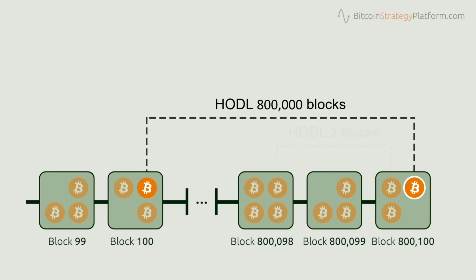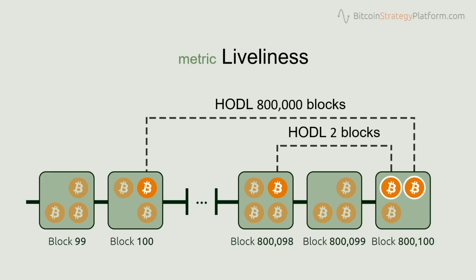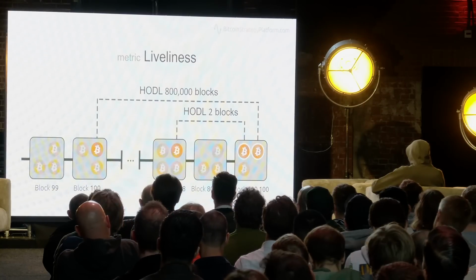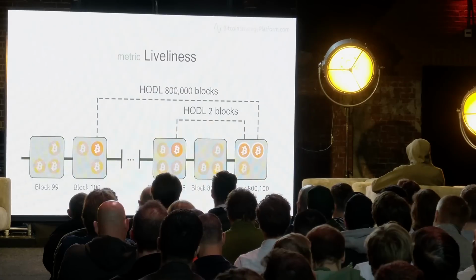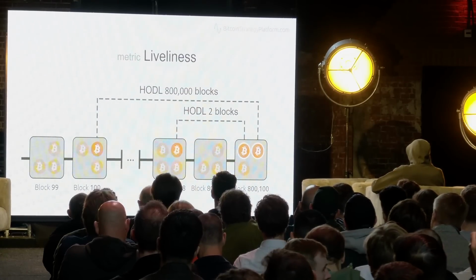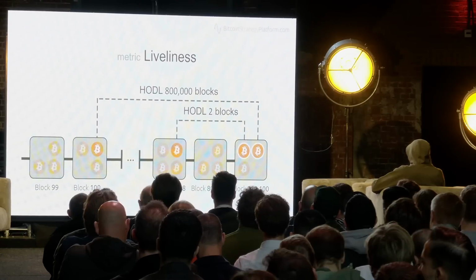Now, this is also true if I only hodl a coin for 2 blocks. The cumulative sum of these blocks that are hodled and that show this sign of life is an on-chain metric called liveliness. A high value of liveliness means that a lot of coins come back to life, and in particular that a lot of old coins come back to life. A low value of liveliness means that the coins on chain are not really moving.